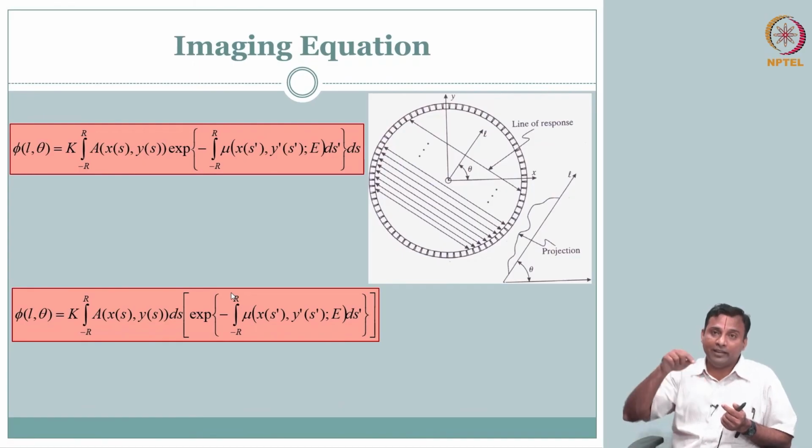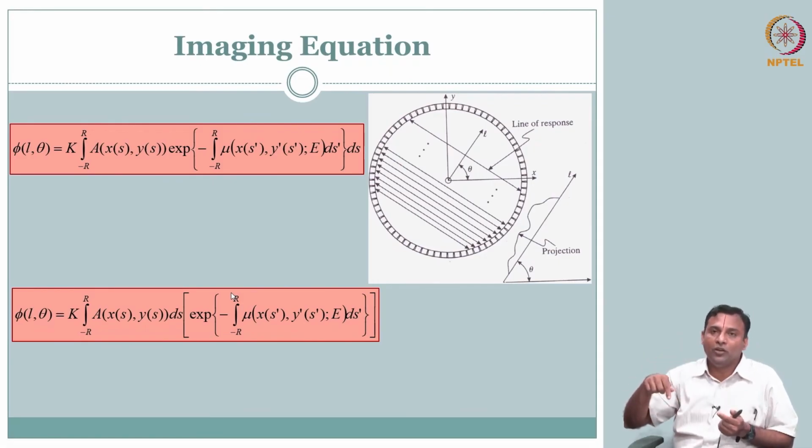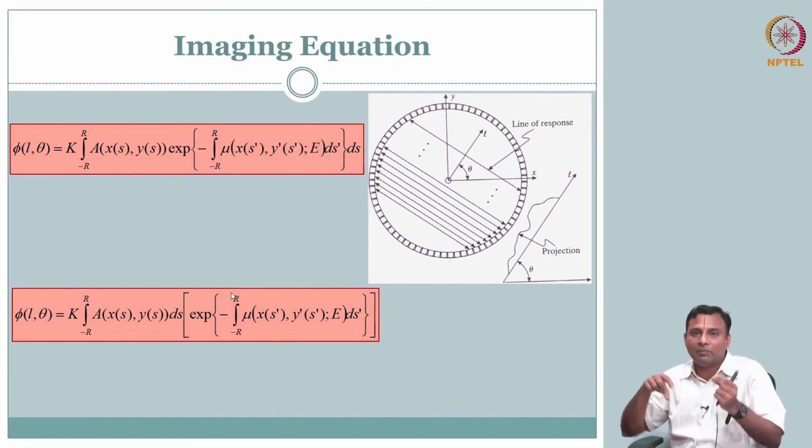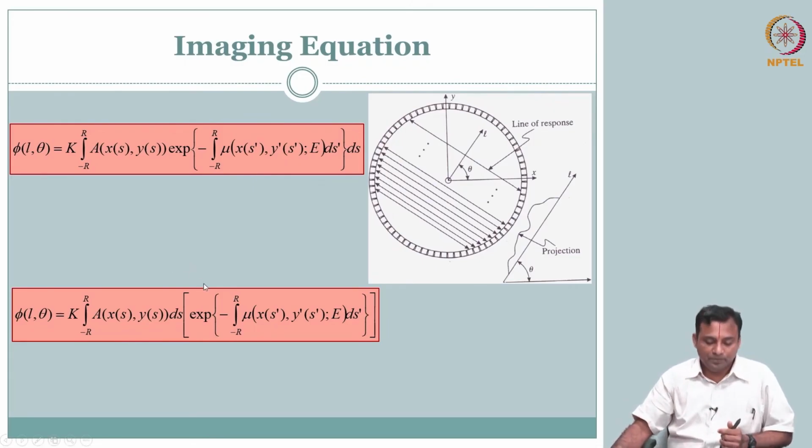Unlike your SPECT, where you should also know the location of your mu, how the mu is distributed along the line, x comma y. Only then can you start one part, the other part, right? Of course, here that is not the problem.